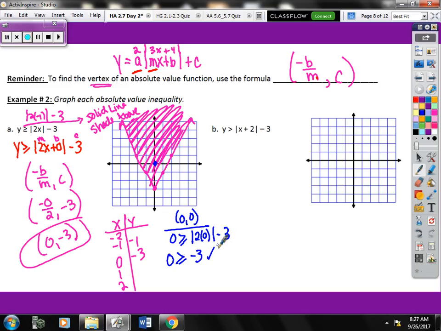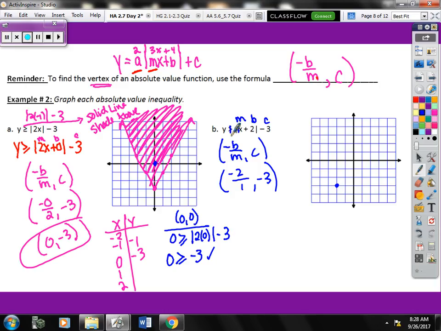Okay. The next one, again, I would find my vertex, even though you could use your translations here. So this is my M, my B, and my C. So I'll use the opposite of B divided by M. So negative 2 divided by 1, comma negative 3. So my vertex is negative 2, negative 3. And if you use your translations, you can see this would be 2 to the left and 3 down. So you can tell that works out too with our little memorizing.